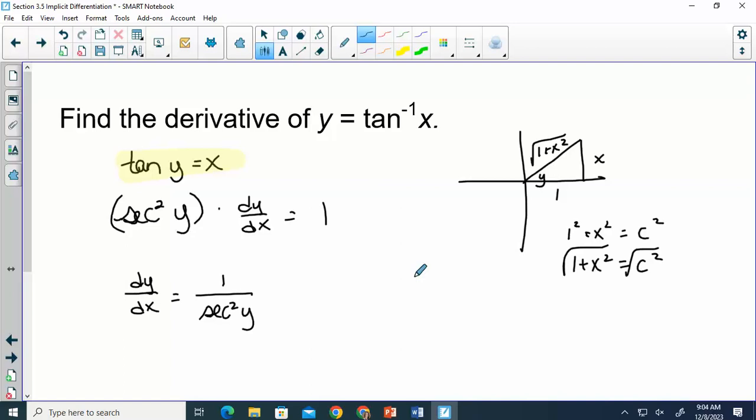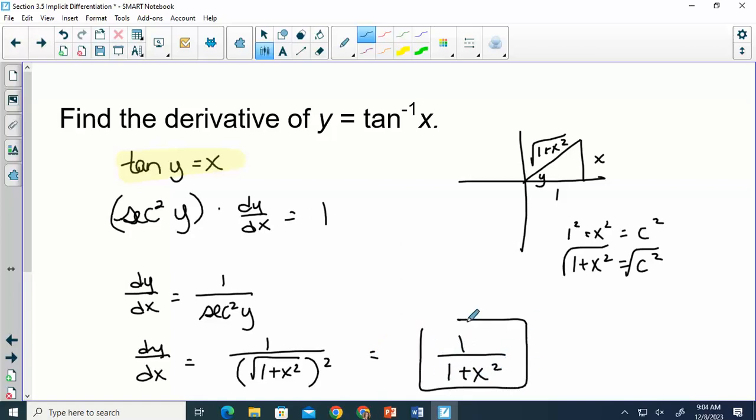Now what? Can we do secant somehow? This is 1 over secant squared. So secant is hypotenuse over adjacent. So that would be the square root of this over 1. So it's just the square root of 1 plus x squared. And if you square root, it drops. So we get 1 over 1 plus x squared. So we just proved the derivative of tangent inverse.